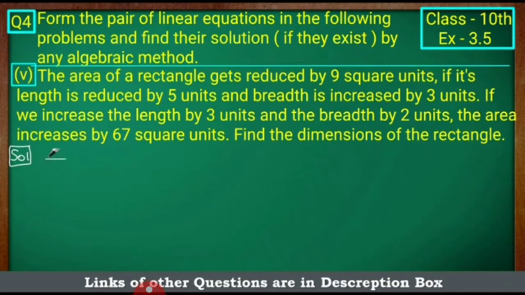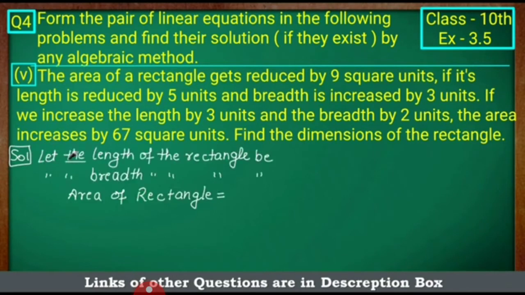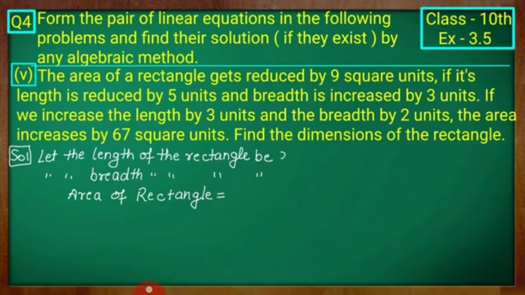To find this length and breadth, we have to assume something. So let the length of the rectangle be x, and similarly let the breadth of the rectangle be y. We know that the area of a rectangle is length into breadth. So the area will be x into y, that is xy.